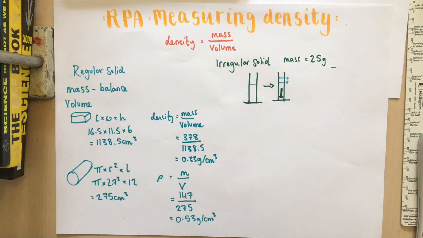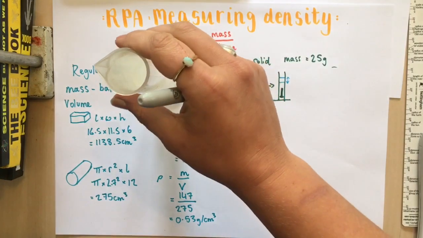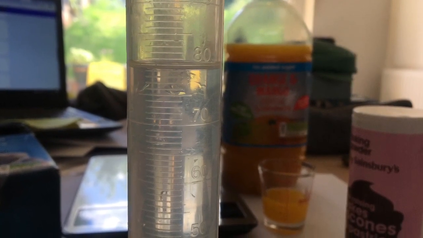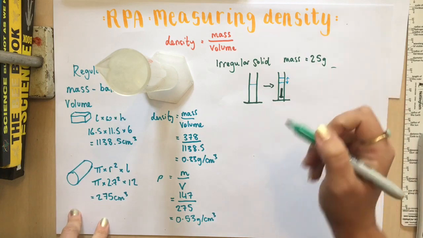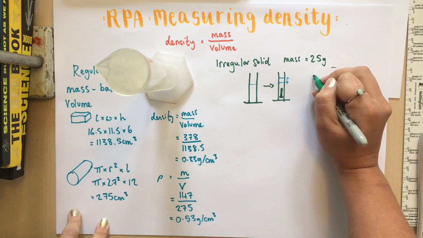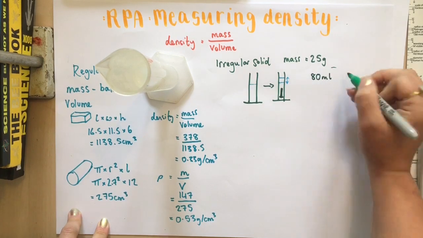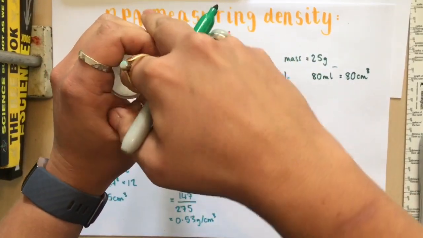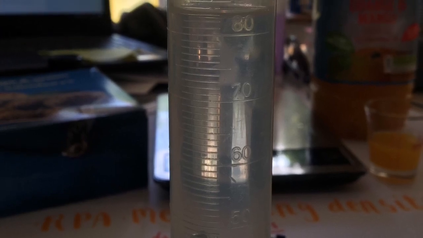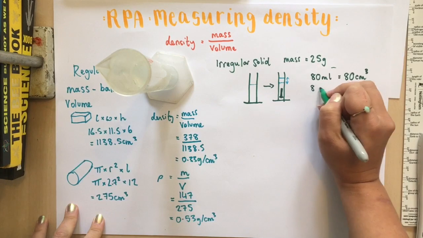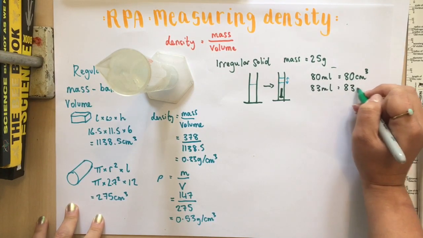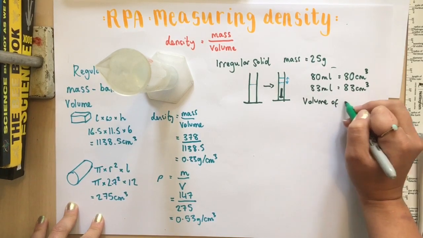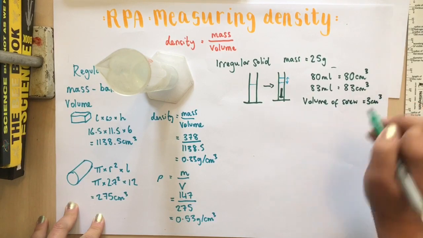Okay, so I've got a measuring cylinder. Now, you should be able to see a photo of what it looks like. And we should be able to see that from the side, its starting volume is 80 millilitres, well, 80 centimetres cubed. Okay, and if I now put the screw into it, we can see that it's now 83 millilitres, so 83 centimetres cubed. So its change, the volume of the screw, is 3 centimetres cubed.